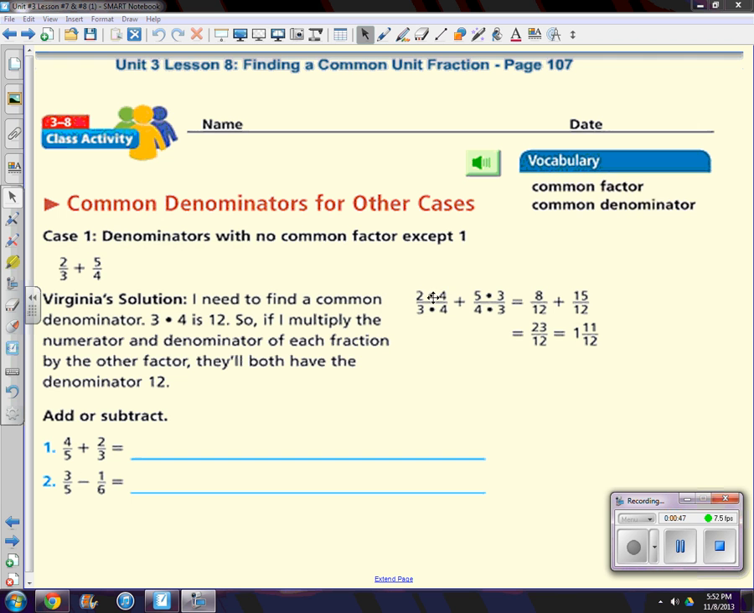So 2 times 4, 3 times 4, plus 5 times 3, 4 times 3, gives you a common denominator of 12. 8 twelfths plus 15 twelfths is 23 over 12, which is equivalent to 1 and 11 twelfths. Let's go ahead and solve a couple of these at the bottom. So after you copy the example down right here, let's work number 1.